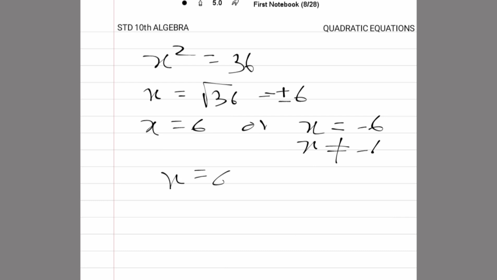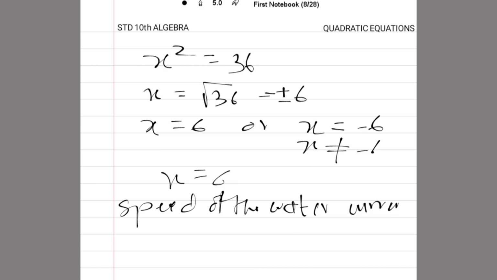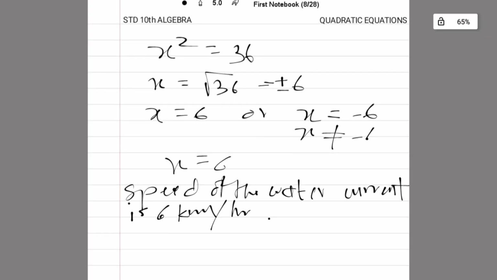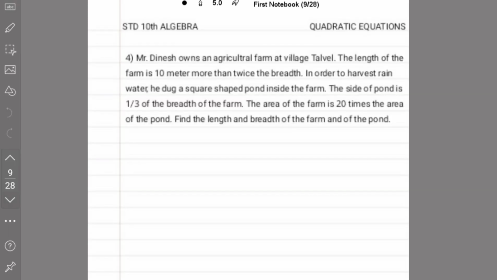So the speed of the water current is 6 kilometer per hour, right? So we got the speed in this way, and I hope it is easy for you to understand. I have just explained it in a simple manner. And yes, now we will move ahead to the next question.